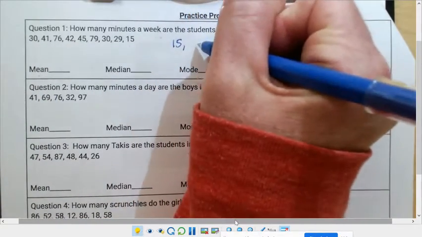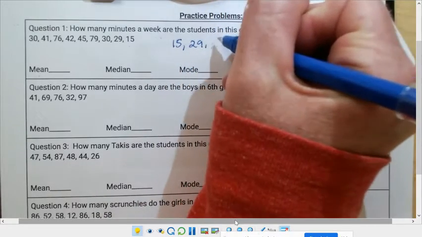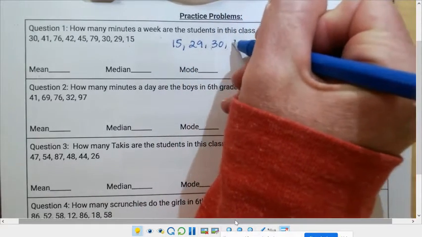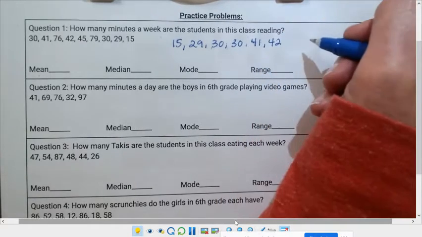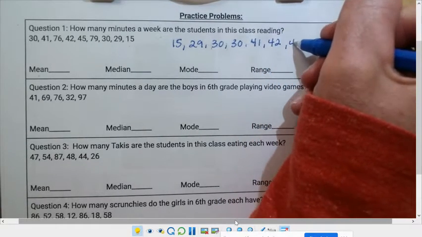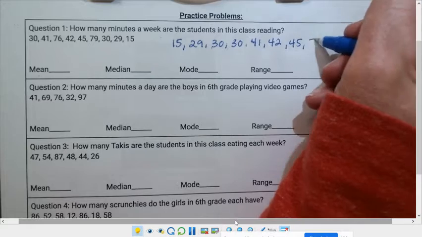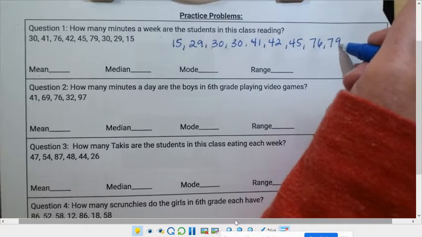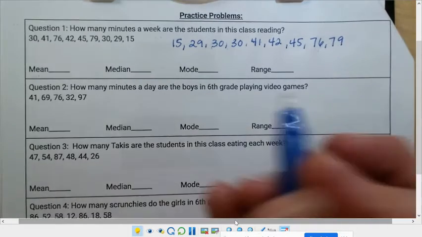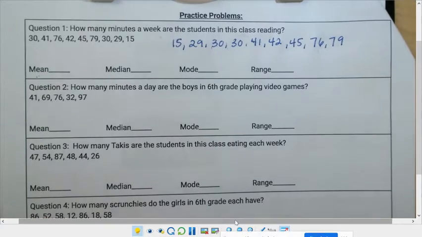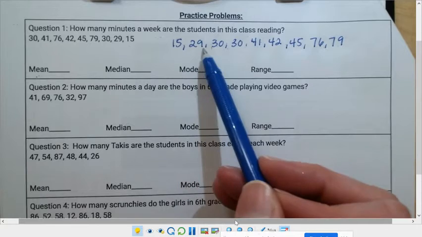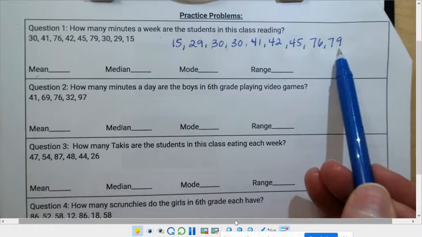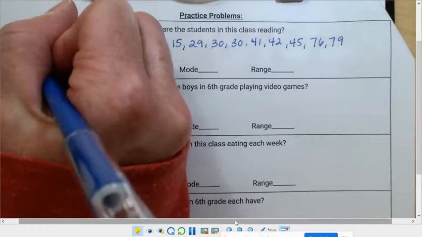So if I order this data set, it's 15, 29, 30, 30, 41, 42, 45, 76, and 79. Now, the first measure I have to find is the mean. So the mean is the average of the data. In order to find that, I need to add all of my numbers together. When I add all of these numbers together, I get 387.